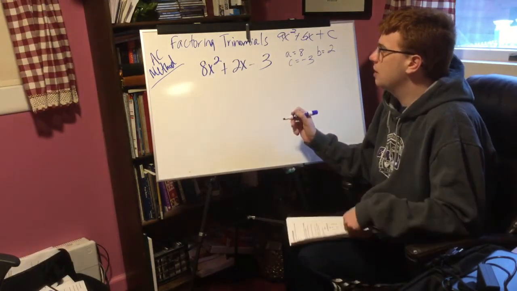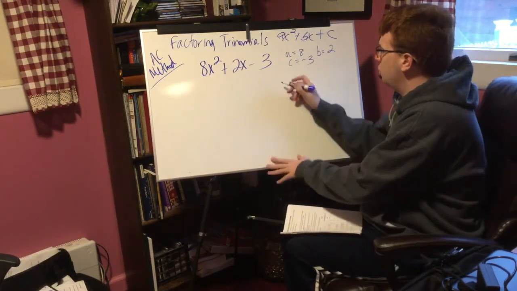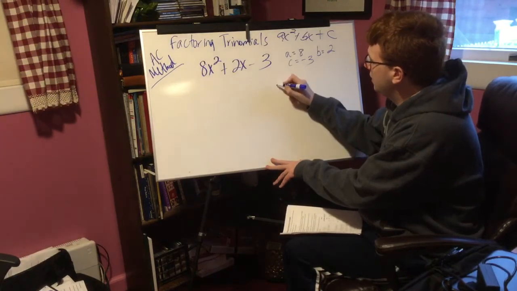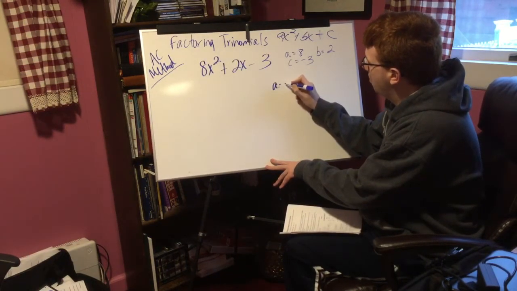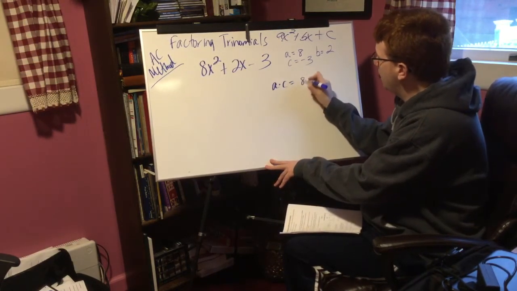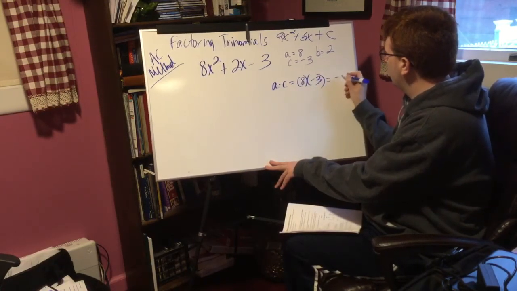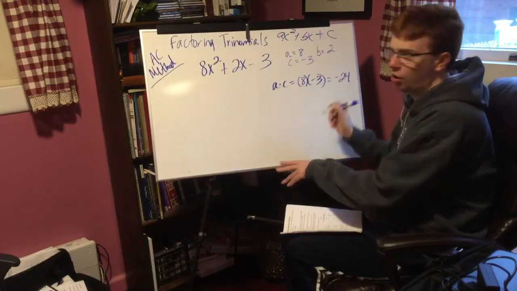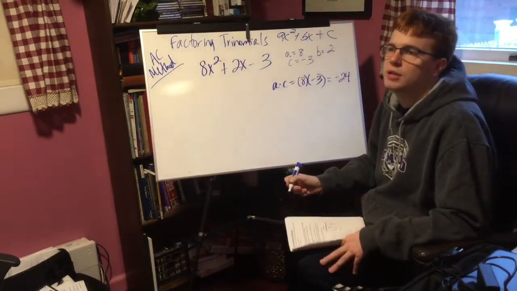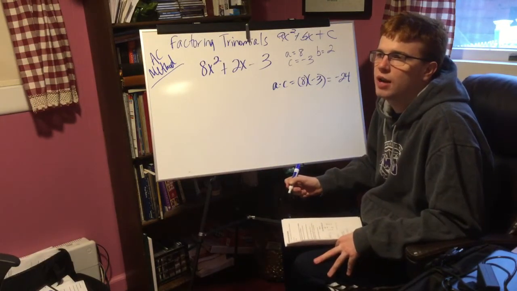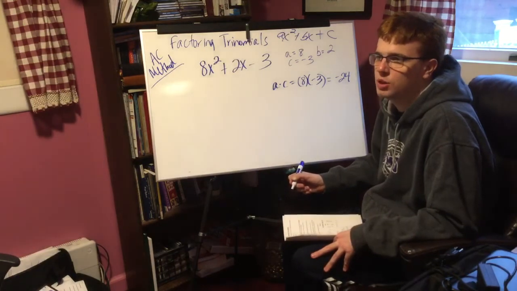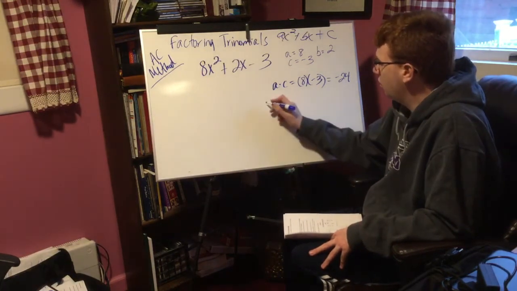The next step would be to take the a value and multiply it by the c value. So our a value of 8 in this case is multiplied by our c value of negative 3 to form a product of negative 24. And the next step would be to identify all pairs of integers that multiply to be negative 24.